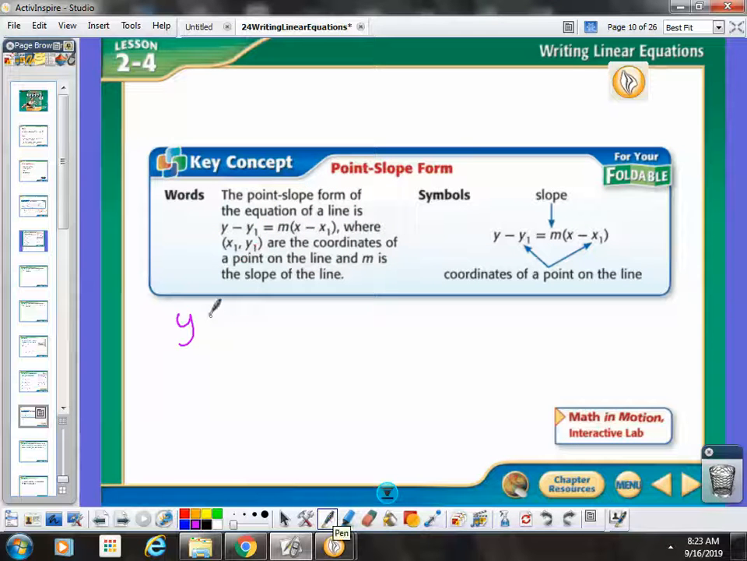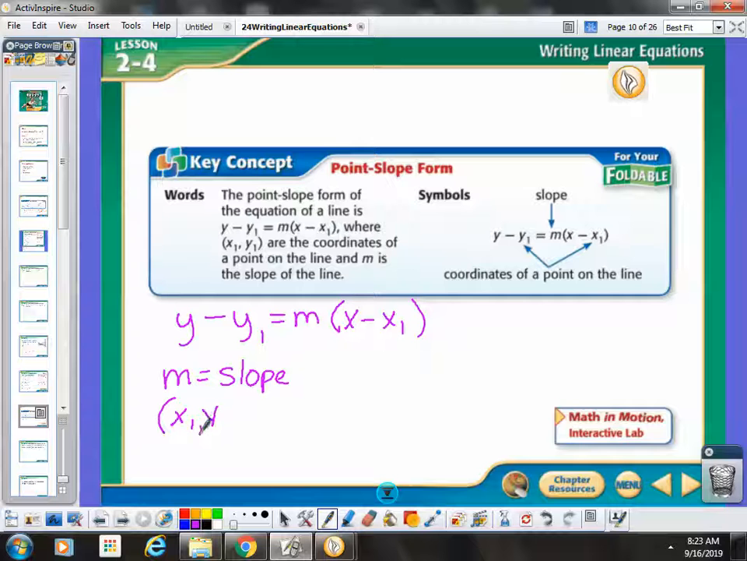So it's going to be y minus y sub 1 equals m parentheses x minus x sub 1. What do you think m is? Slope. M is slope. So we have to write that down. M equals slope. X sub 1 and y sub 1 are going to be an ordered pair.